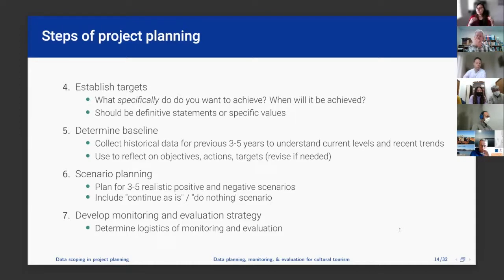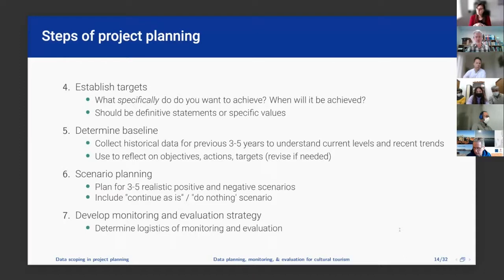Once we have this, we need to determine our baseline. If we can, I know not every site has historical data, but try to collect data for as far back as you can, ideally 3 to 5 years if you can. This can even be, again, go back to the broader tourism segment. If you don't have it on your site level, say, this is what we know for the region, and use that to inform and reflect on your objectives, your actions, your targets, and say, are our targets realistic, given these recent trends and the current levels.